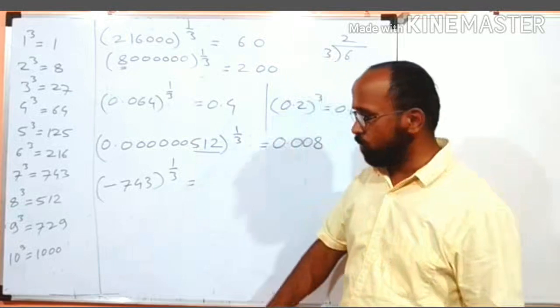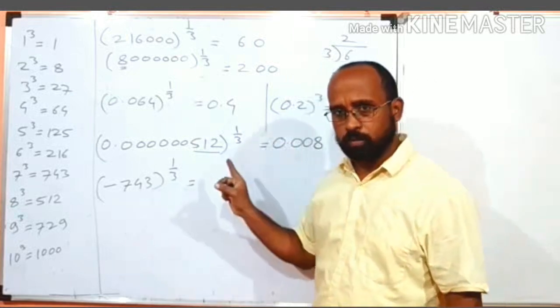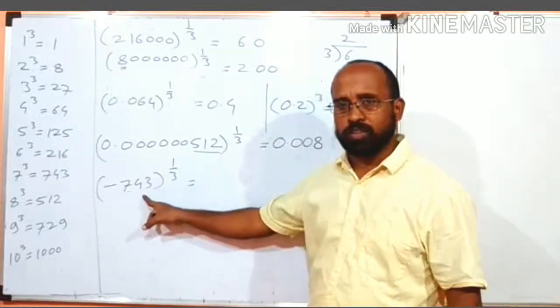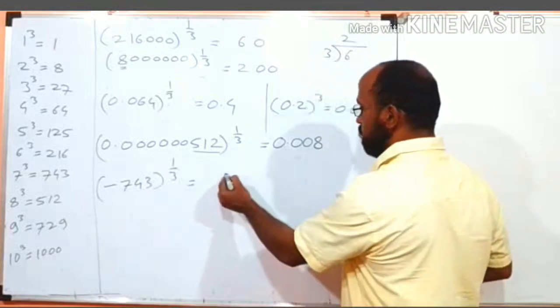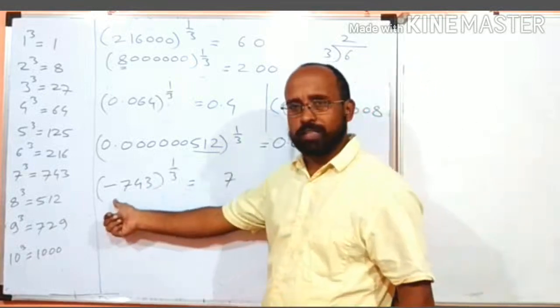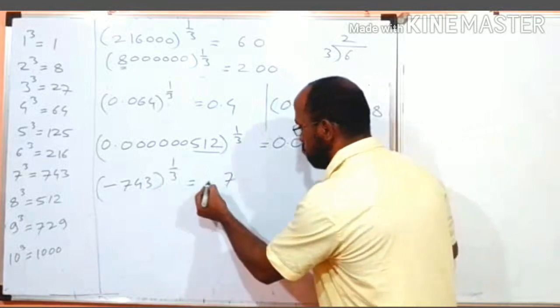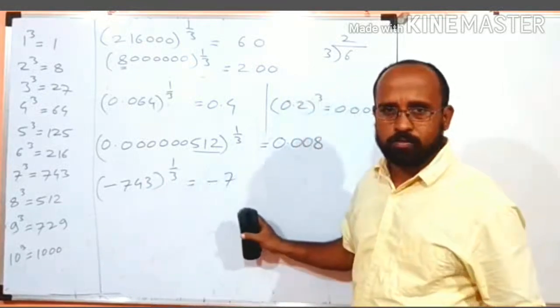So what do we have to do? We have to find out the cube root of the given number. The cube root of 743 is 7. And as the given number is negative, its cube root also will be negative. So our answer is minus 7. Done.